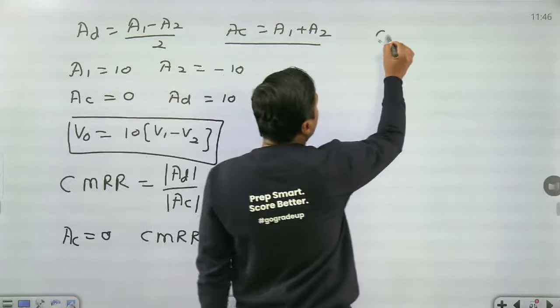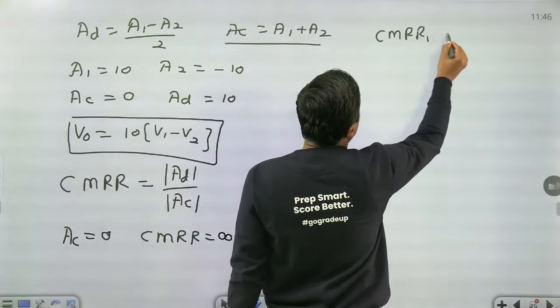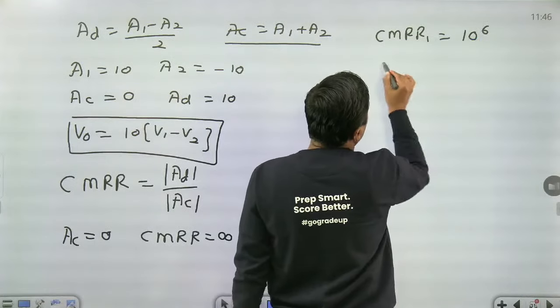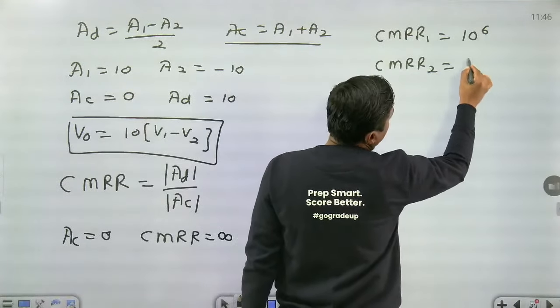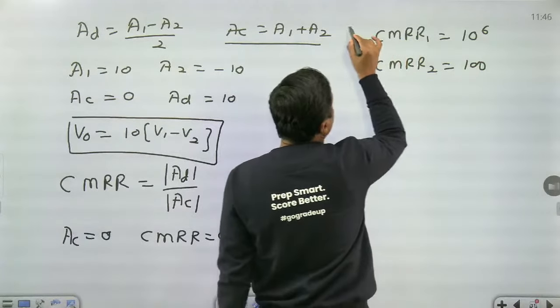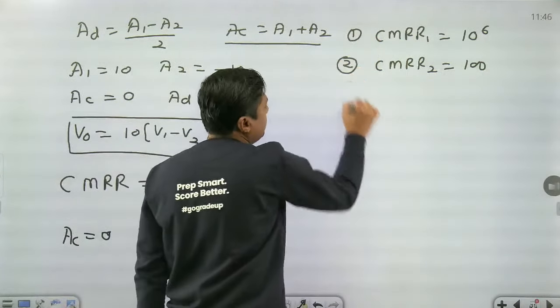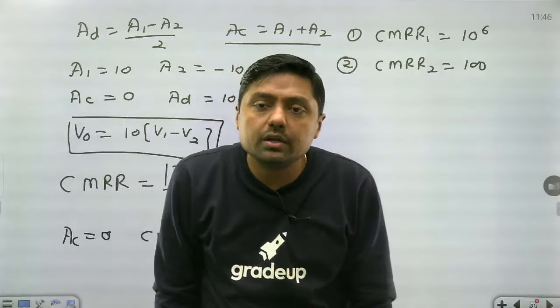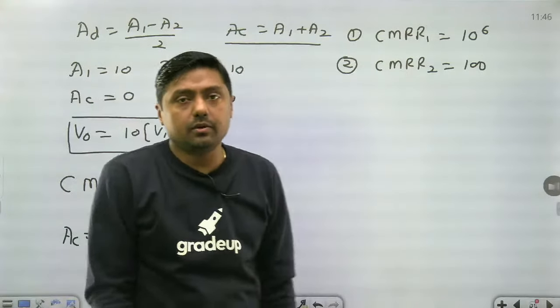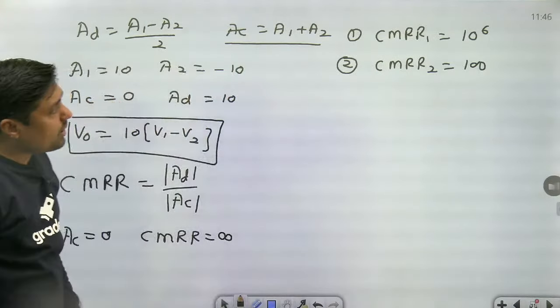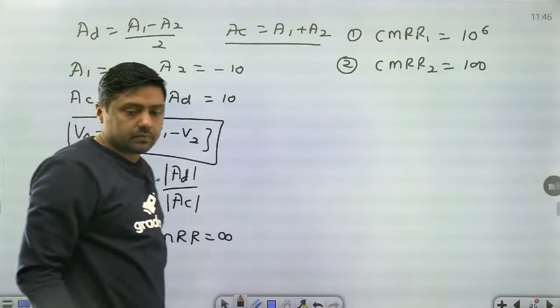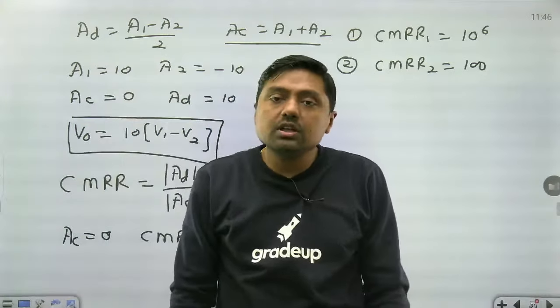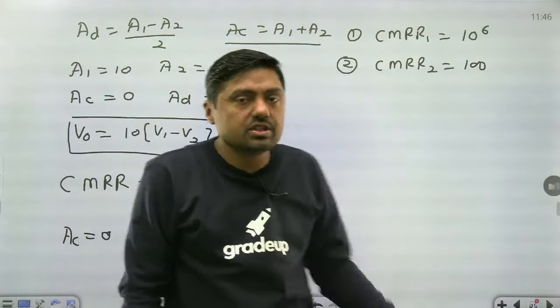If one differential amplifier has CMRR of 10 to the power 6 and another differential amplifier has CMRR of 100, then please tell me which one is better, the first one or the second one? First CMRR 1 is 10 to the power 6, CMRR 2 is 100. Which one is better? They will ask direct questions on this CMRR.